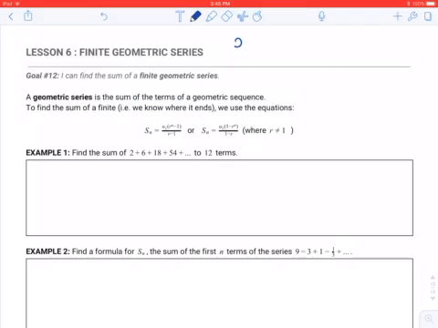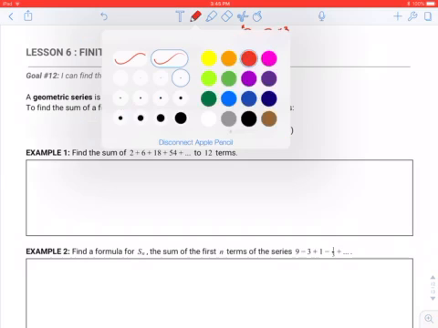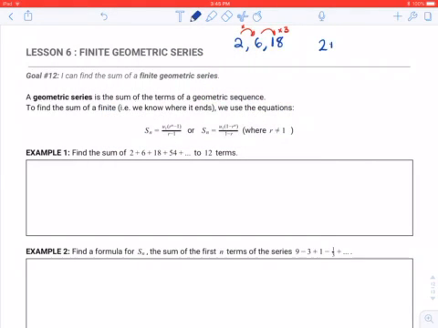So if I'm looking at 2, 6, 18, we know this is a geometric series because I'm multiplying by the same number each time to get my next term. 2 times 3 gives me 6, and 6 times 3 gives me 18. So here it is in sequence form. I can write it in series form as 2 plus 6 plus 18, and I can find a sum there.